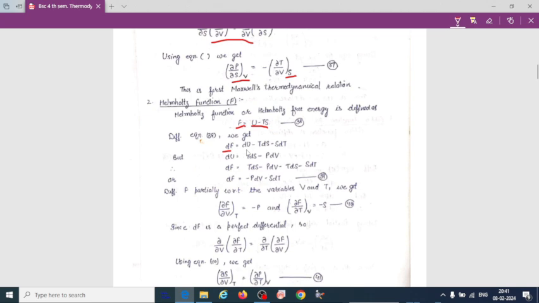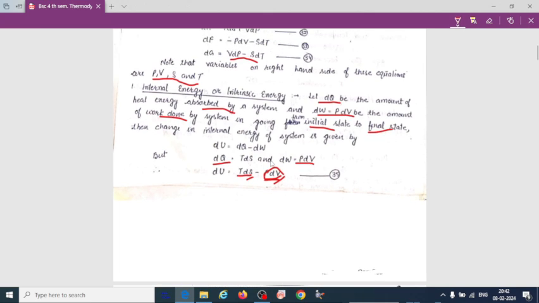dF is equal to dU minus T dS, minus S dT, since we have to differentiate T and S. Here we can write this as dU minus T dS, and here minus S dT is there. So from these, we can keep T dS. Once again we can write the internal energy equation, that is T dS minus P dV, from the previous equation.